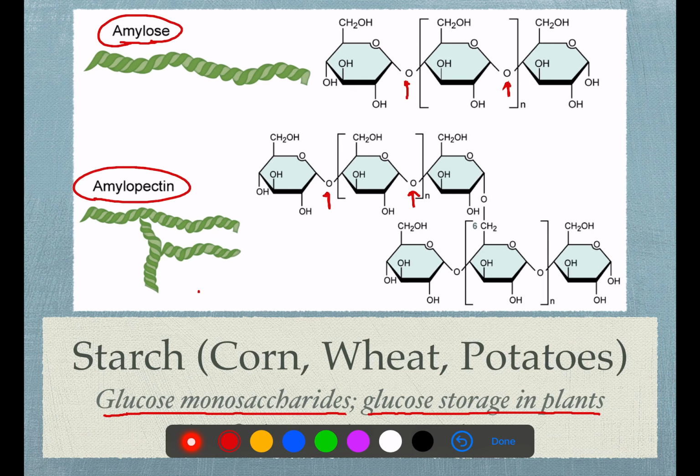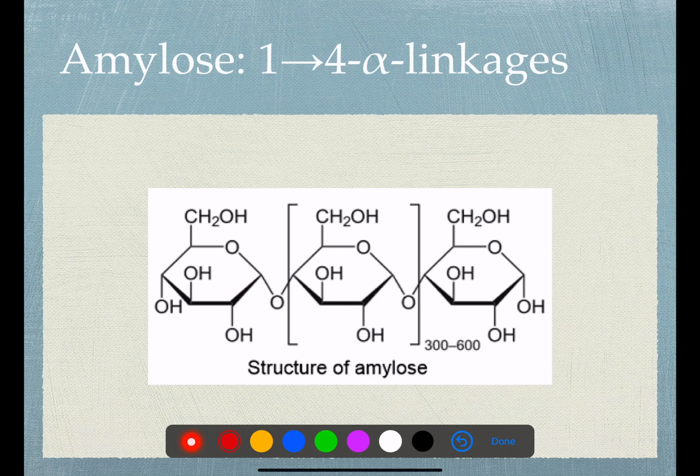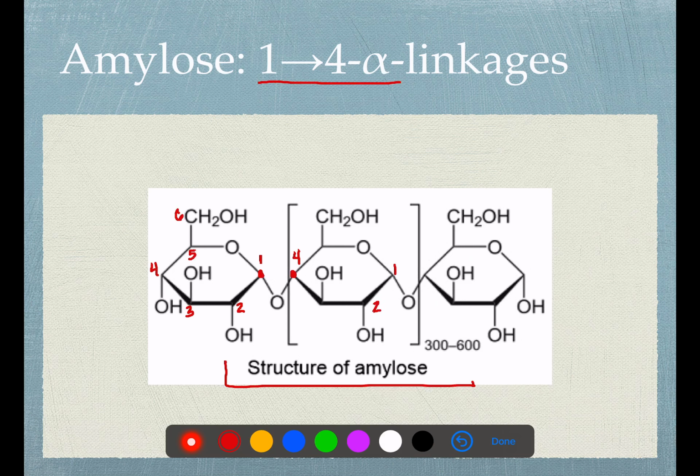This is digestible by humans. Amylose contains only 1 to 4 alpha glycosidic bonds. So here would be a close-up of the structure of amylose, and we can see that the 1 to 4 notation comes from the numbering of the 2 carbon atoms that are connected by the glycosidic bond, carbon number 1 of one ring and carbon number 4 of the other.